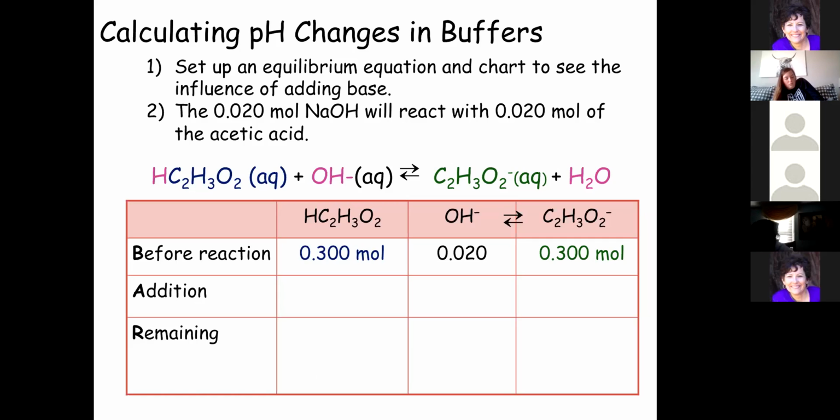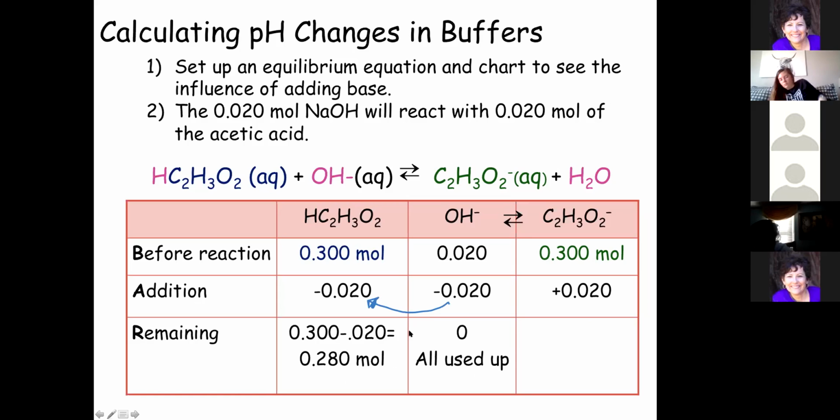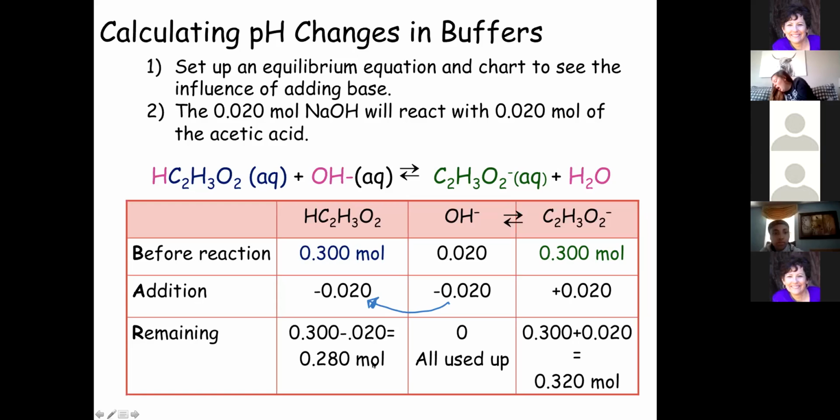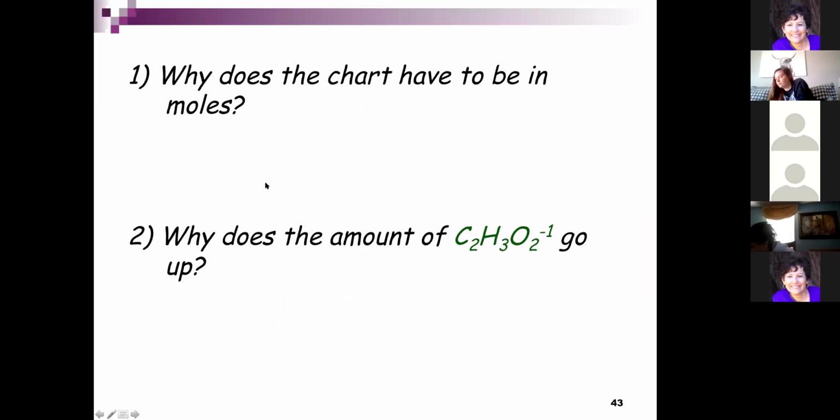The acid will go down. Well, the first two reactants will go down. Right, exactly. The two on my left are going to go down. And then my acetate ion is going to go up. So notice it's on the other side of the equilibrium arrow. So when I'm done, I'm going to have 0.280 moles of acetic acid, all my base is used up, and I'm going to have more acetate ion than when I started. So I've got 0.280 moles of acetic acid and 0.320 moles of acetate ion. So now I can use this last row, this remaining row, and plug it into the Henderson-Hasselbalch. So why does the chart have to be in moles?